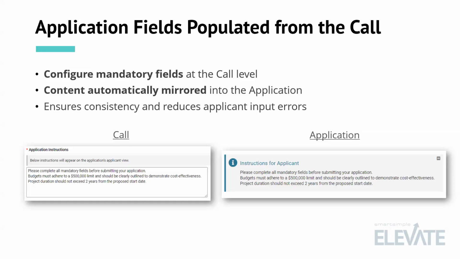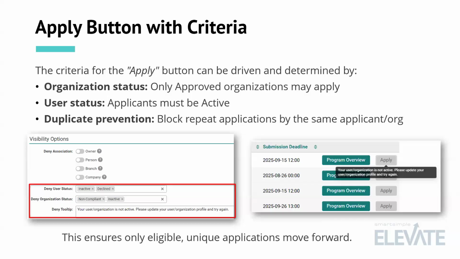So when the applicant hits apply, they'll see this type of box where it says, these are the instructions for this specific call, right? So again, this is very, very beneficial, especially if you have more than one call or you have to change those instructions for any reason, right? So that would be a great example of that.